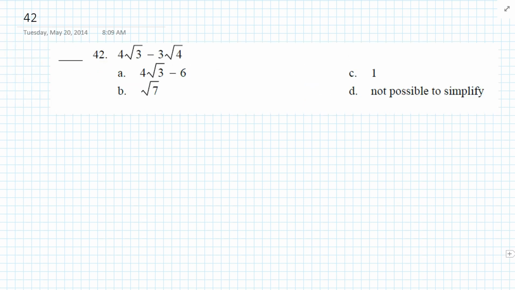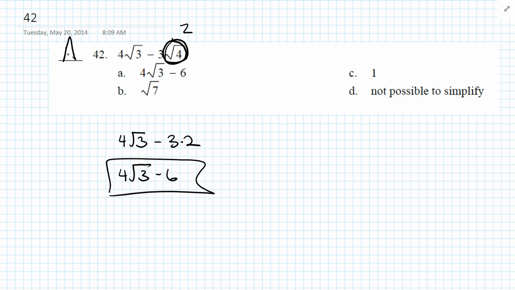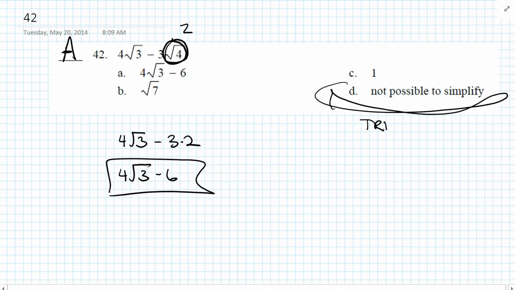42. Okay. They're trying to trick you. What's the square root of 4? 2. So it's really 4 times the square root of 3 minus 3 times 2. 4 square root of 3 minus 6. A. They're trying to trick you on that one. Don't let them.